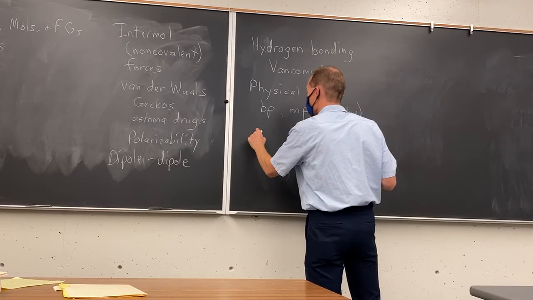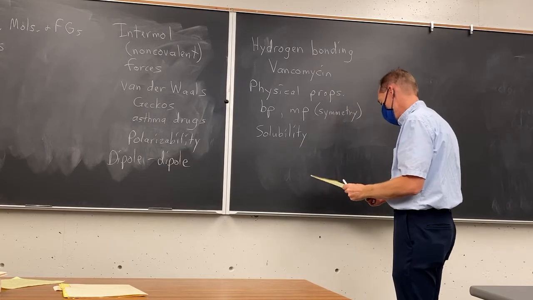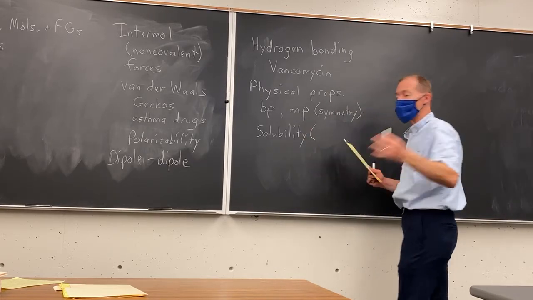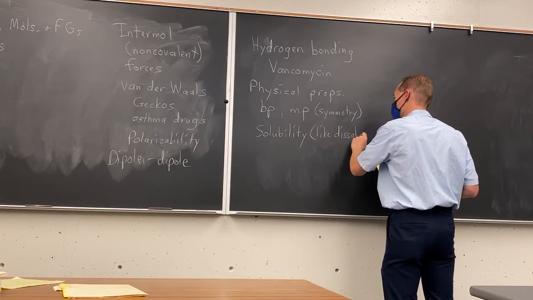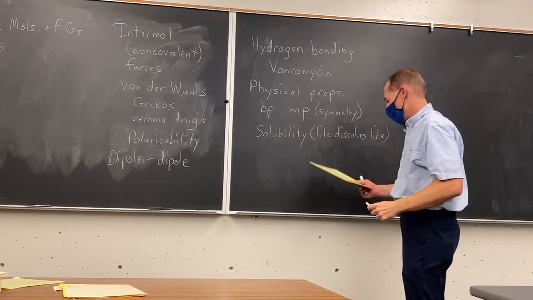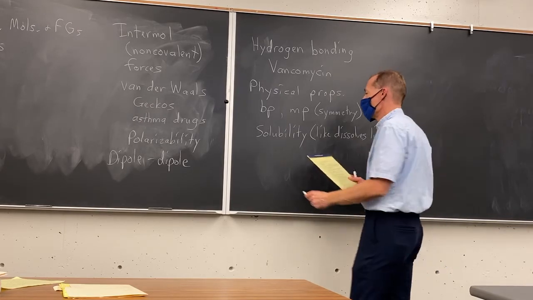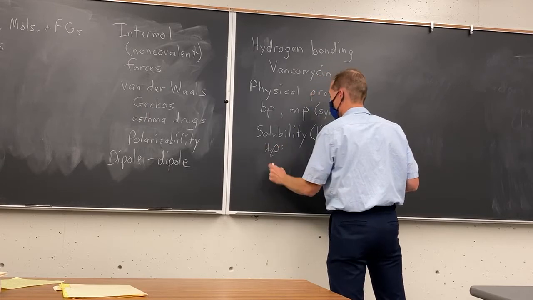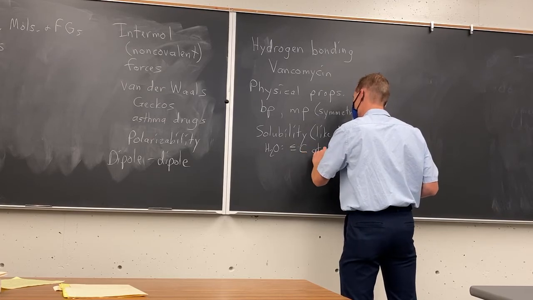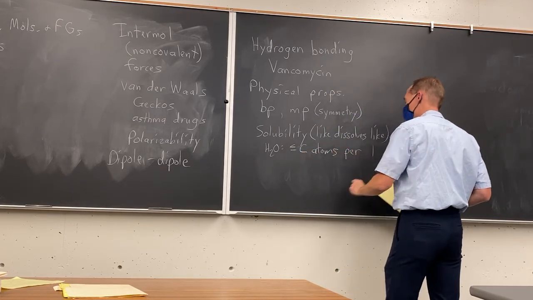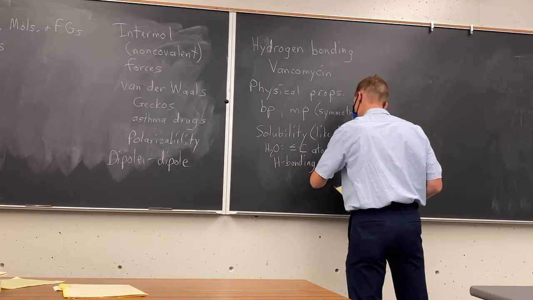And then our other physical property that we talked about was solubility. So we have our solubility rule, the same one you learned in general chemistry. Like dissolves like. And then we have our rule for predicting water solubility, where we said you have to have less than or equal to 5 carbon atoms per one functional group that can engage in hydrogen bonding to water. Okay.